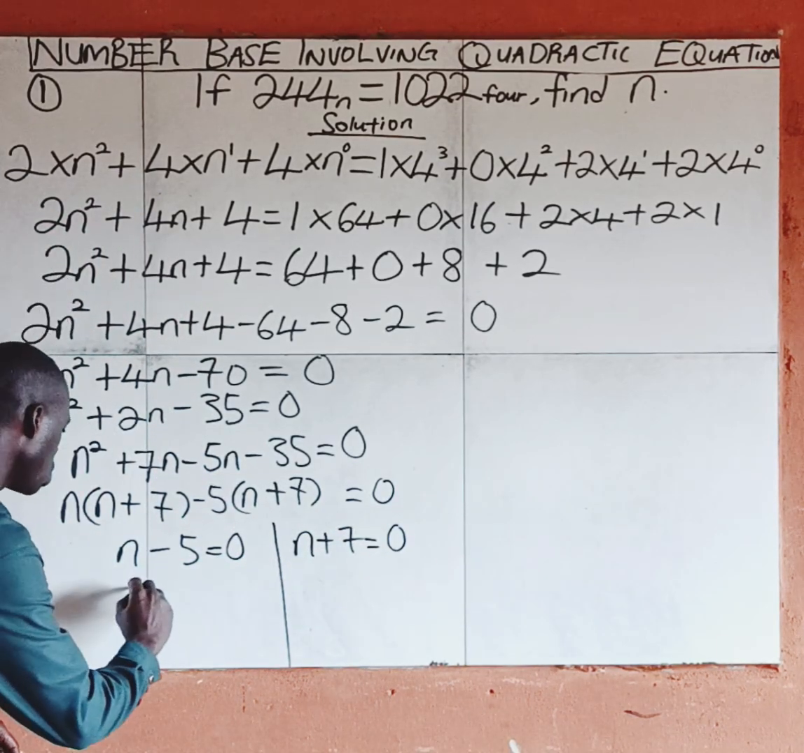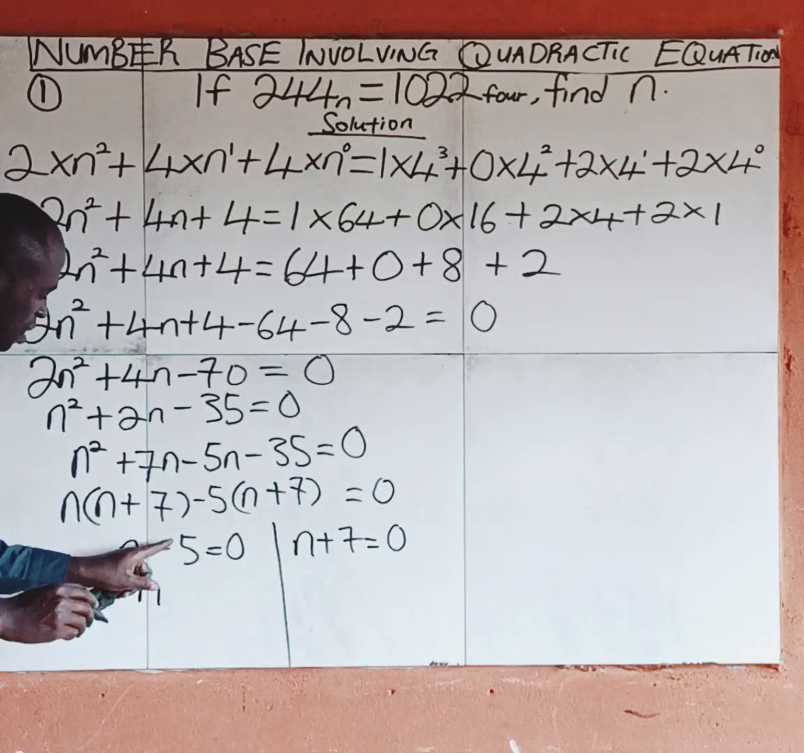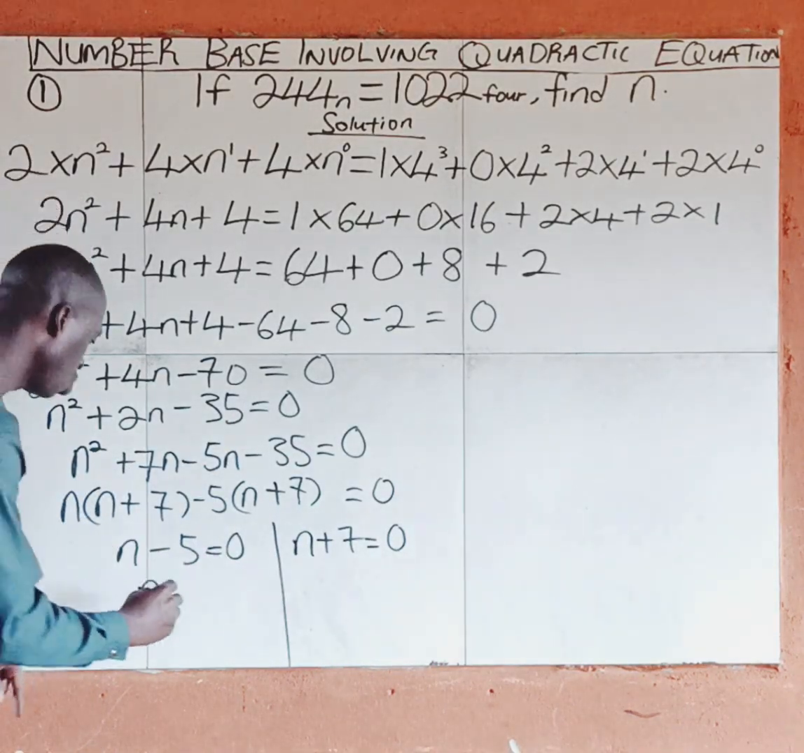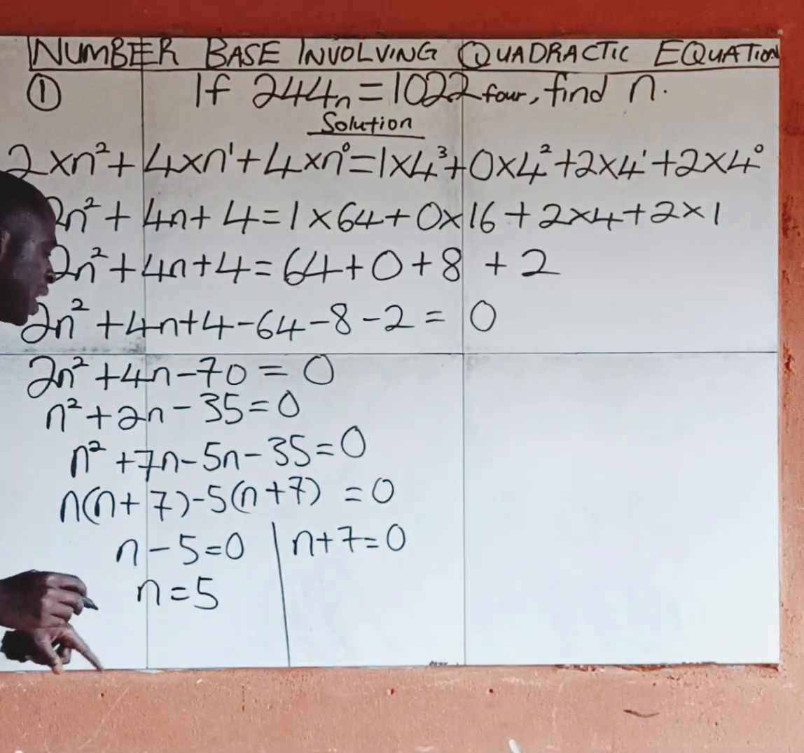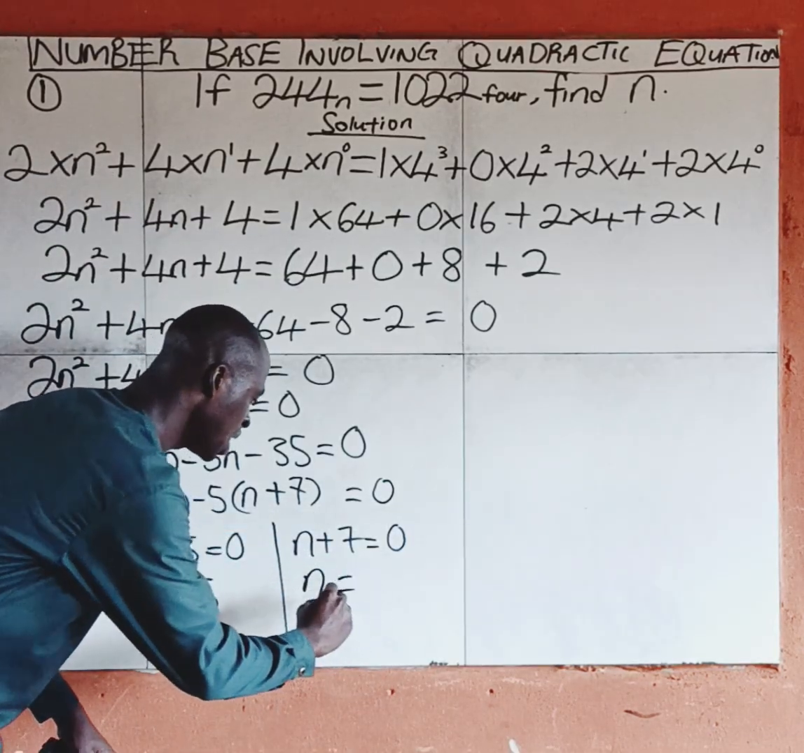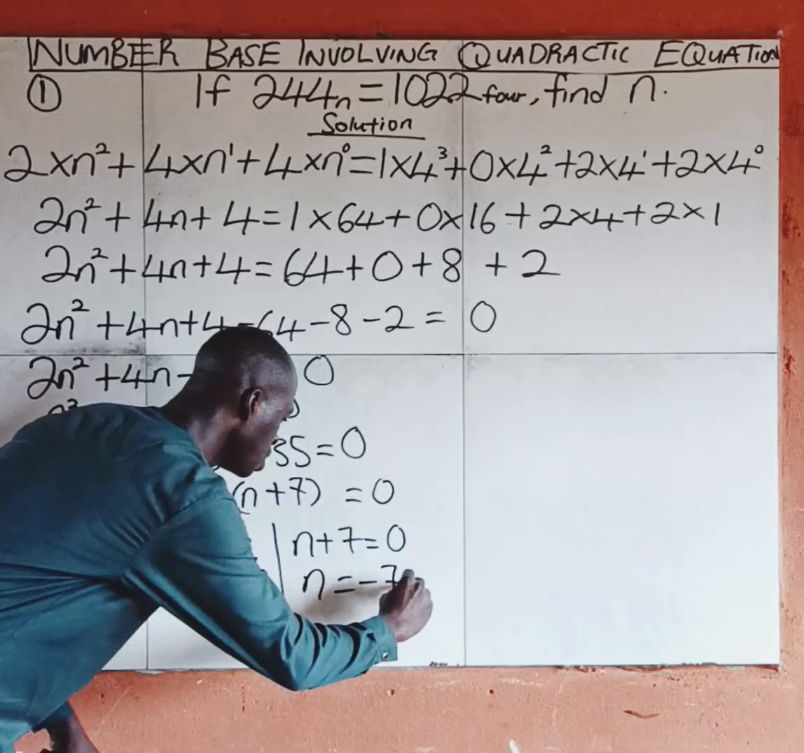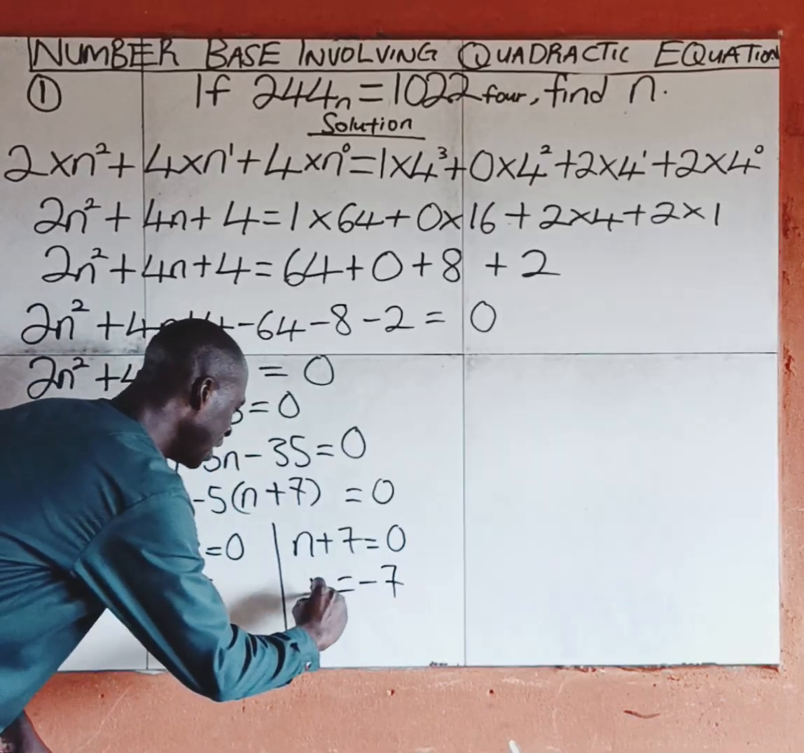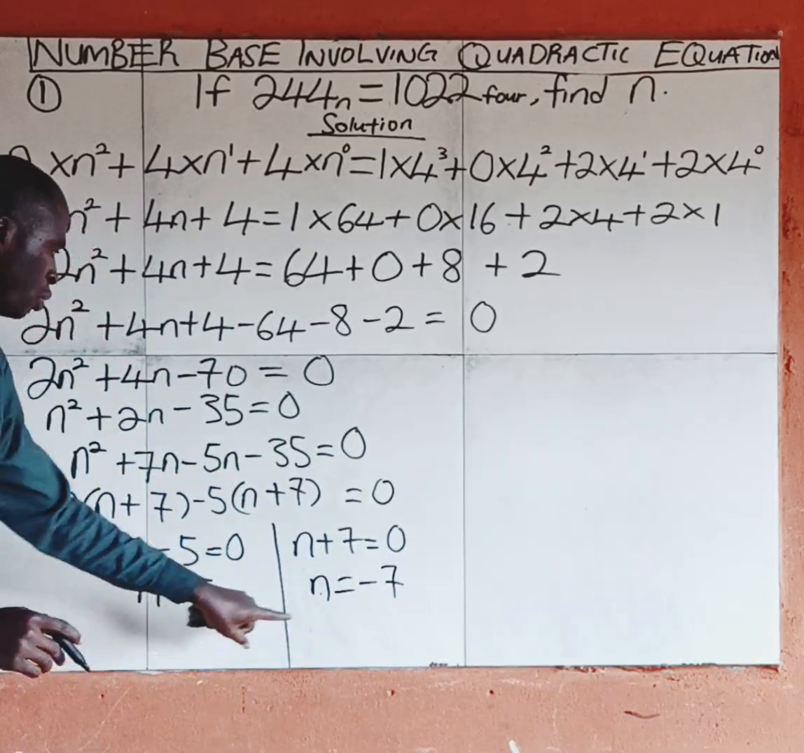If I equate to 0, I'm going to collect items. This minus 5 will cross the equal to sign, so it becomes a positive 5. Then this plus 7 will cross the equal to sign and it will become a negative 7. Now, at the end of the day, these are the two answers we have.